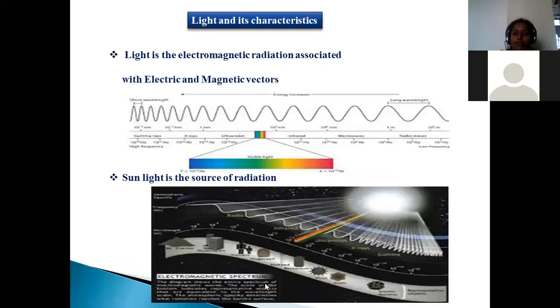Sunlight is the major source of energy, and it is composed of various segments of this electromagnetic radiation. Whatever energy is available on the earth is mainly a transformed form of this solar energy, solar radiation only. All kinds of energy sources available on the earth are mainly transformed forms of sunlight. Sunlight is absorbed on the earth and transformed into various forms.